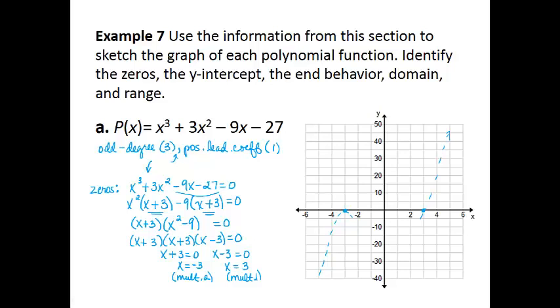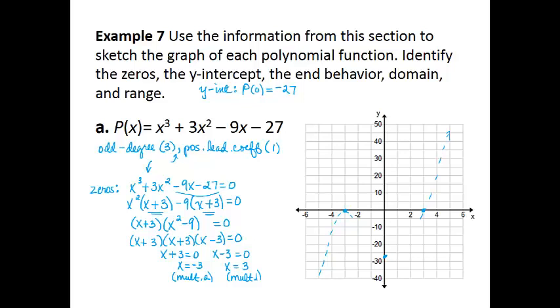Let's find the y-intercept. The y-intercept is found by replacing x with 0, that is finding p of 0. If we plug in 0 in place of x, we're going to get 0 cubed plus 3 times 0 squared plus 9 times 0 minus 27, which is just -27. So we know the graph crosses the y-axis at -27.